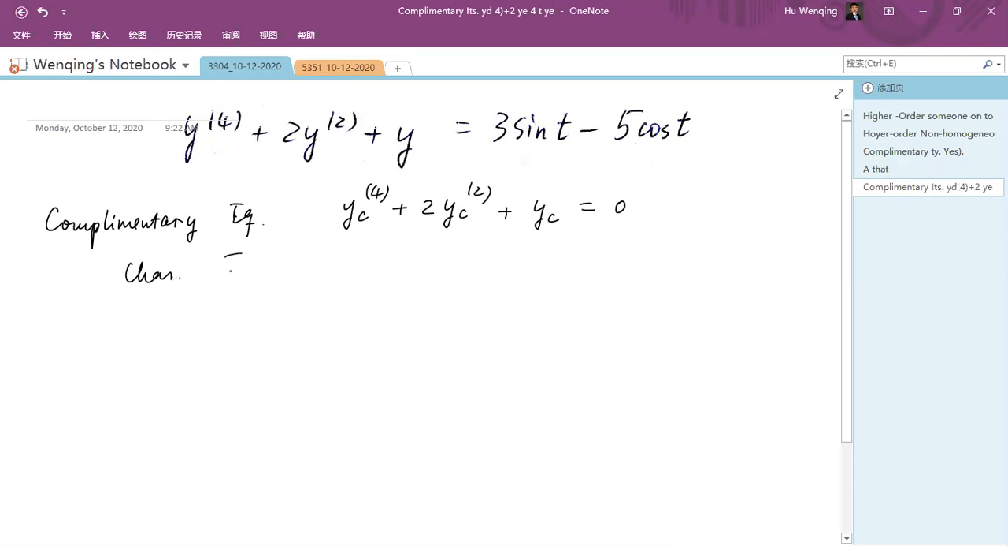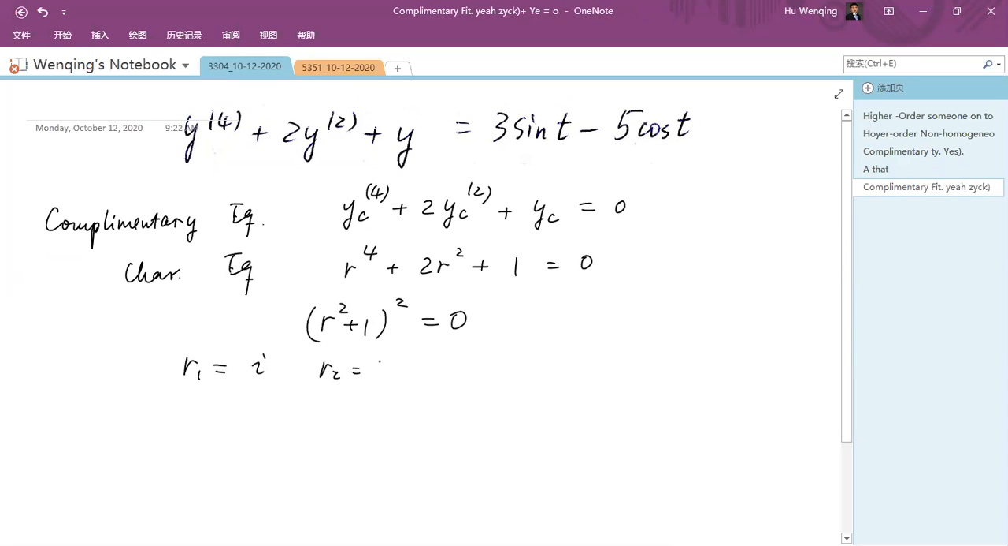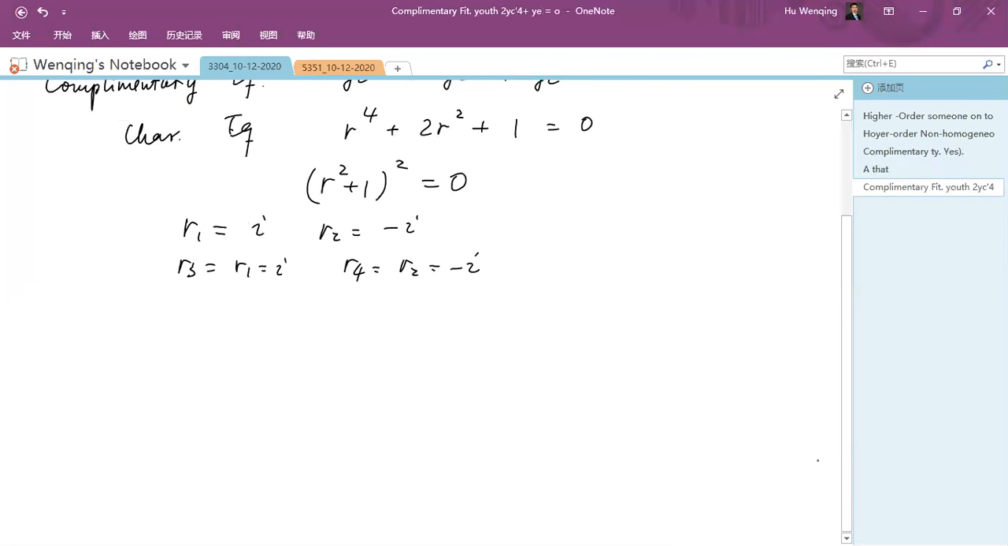Therefore, you have the characteristic equation. The characteristic equation is r to the power 4 plus 2 times r squared plus 1 is equal to 0. Now you solve this characteristic equation: (r squared plus 1) squared is equal to 0. So you see r1 is equal to i, r2 is equal to minus i, r3 is equal to r1 is equal to i, and r4 is equal to r2 is equal to minus i. You have duplicated roots, repeated roots.